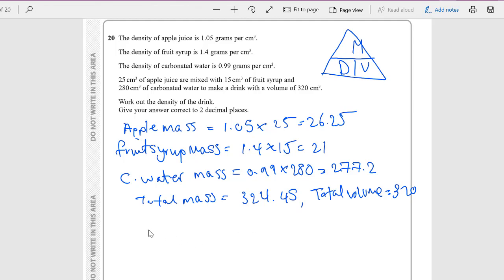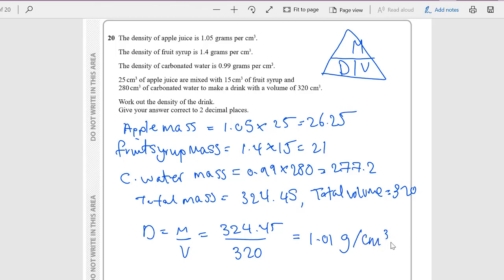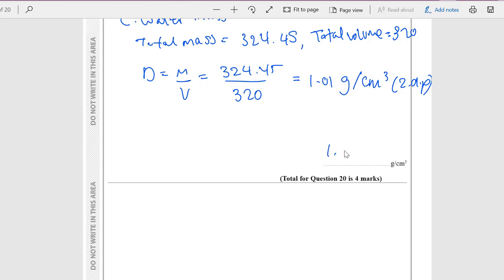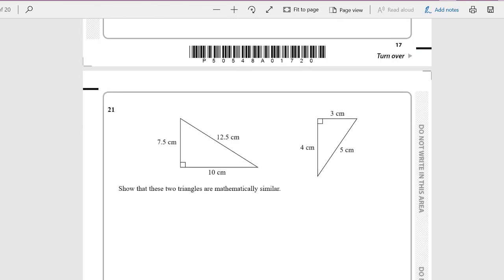And so the density is going to be M divided by V. So that's going to be 324.45 divided by 320, which is 1.01 grams per centimeters cubed to 2 decimal places. Okay, next.